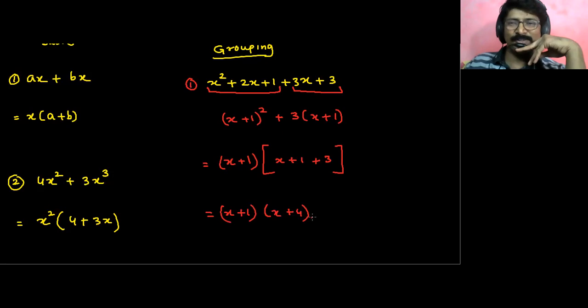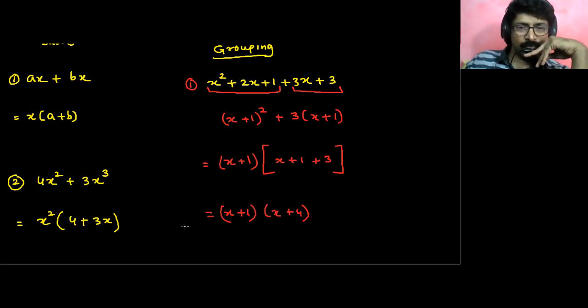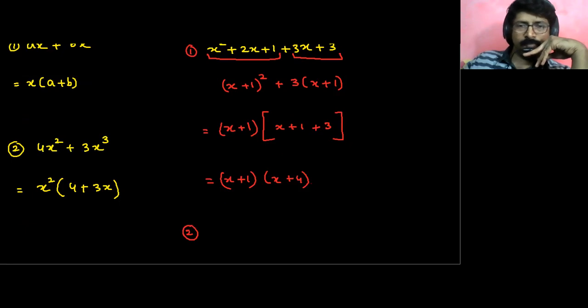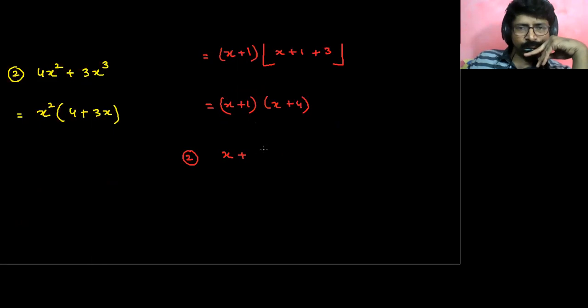I hope you understood it. You want me to give one more example? Okay, I can give one more example also. Like, it could be something like this. x square plus 1 plus 1 upon x square plus 2 by x plus x, plus 2x, you can say.